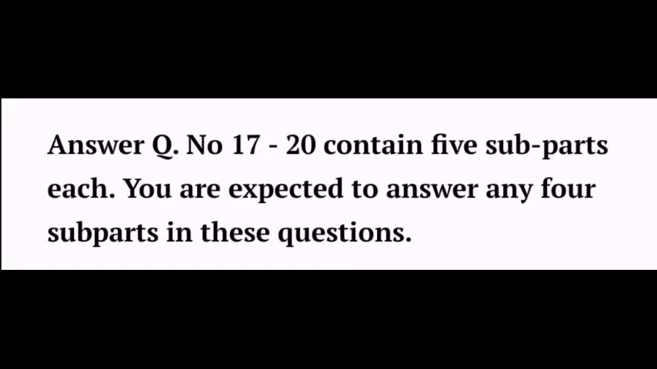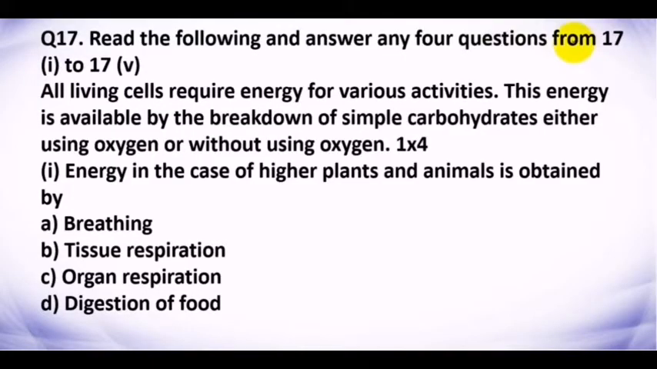Here, for each question, there are 5 sub-questions. But you are expected to answer only 4 questions. And you will get 4 marks. So let us take question number 17. Read the following and answer any 4. From 17.1 to 17.5, 5 sub-questions are there. All living cells require energy for various activities. This energy is available by the breakdown of simple carbohydrates either using oxygen or without using oxygen.